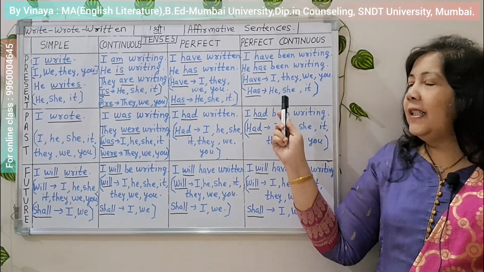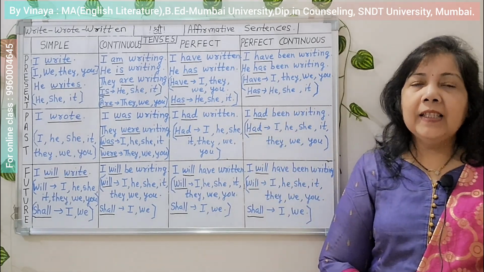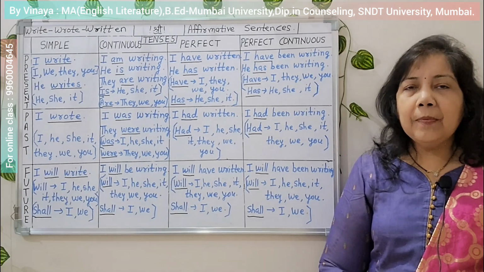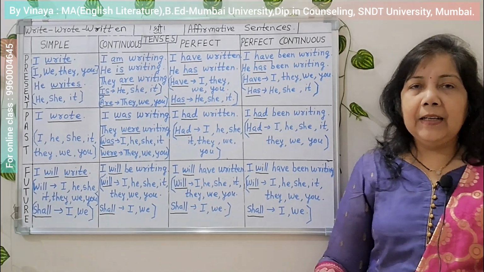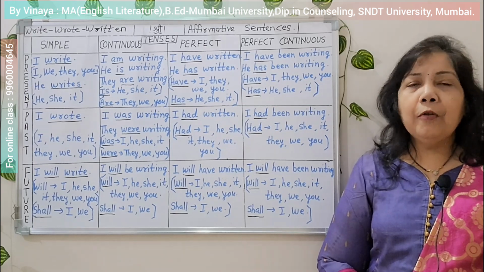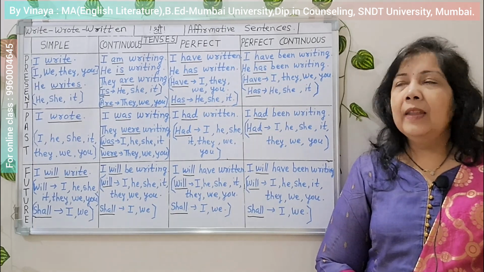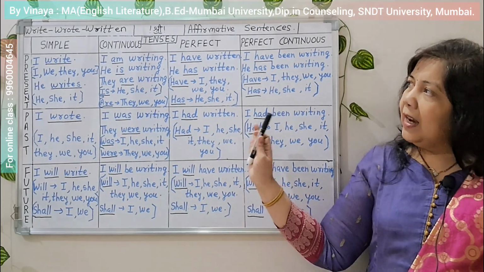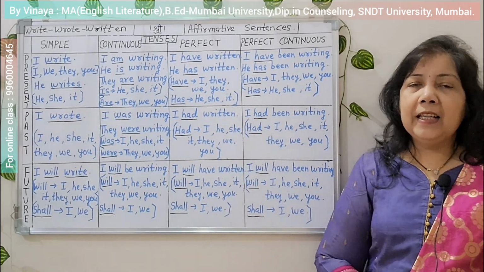The meaning of this tense, or when to use it: when any action has been going on for a longer period of time in the present, that time we use this tense. So this is about the 4 kinds of present tense. Now let us move to past tense. Again the same 4 kinds are there.